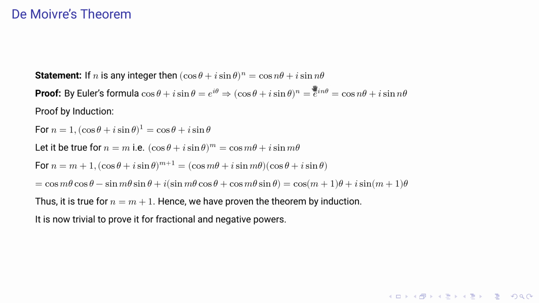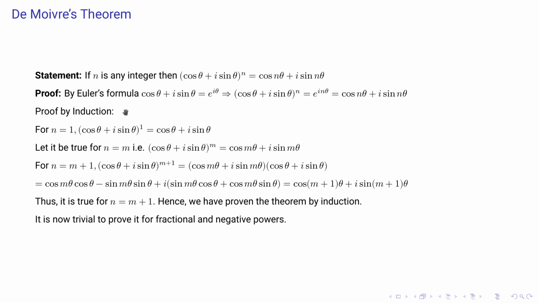One of the simplest proofs is by Euler's formula. We know that cos theta plus i sin theta is equal to e to the power i theta. We raise both sides to the power n. So we get the right hand side as e to the power i n theta, which will be equal to cos n theta plus i sin n theta.